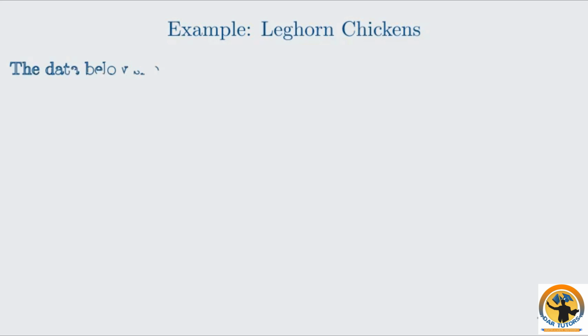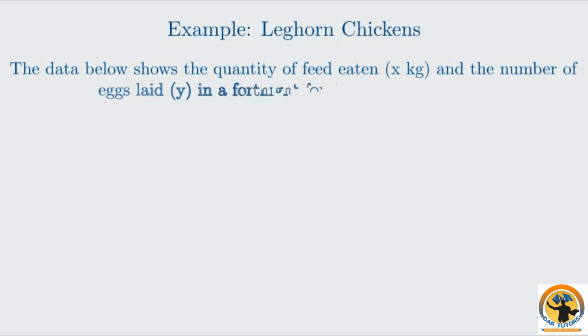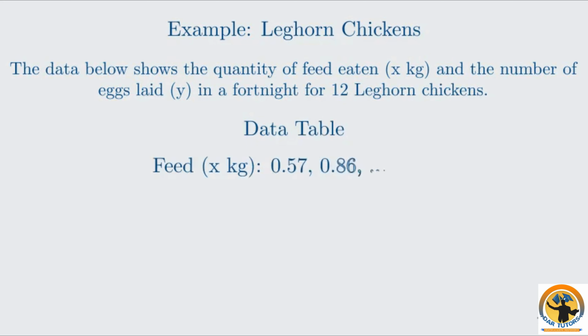Now let's work through an IB-style problem to see this in practice. Here's a question from a textbook. The data below shows the quantity of feed eaten, x kilograms, and the number of eggs laid, y, in a fortnight for 12 Leghorn chickens. The data is given in a table, and we'll be using a graphic display calculator to work with it.